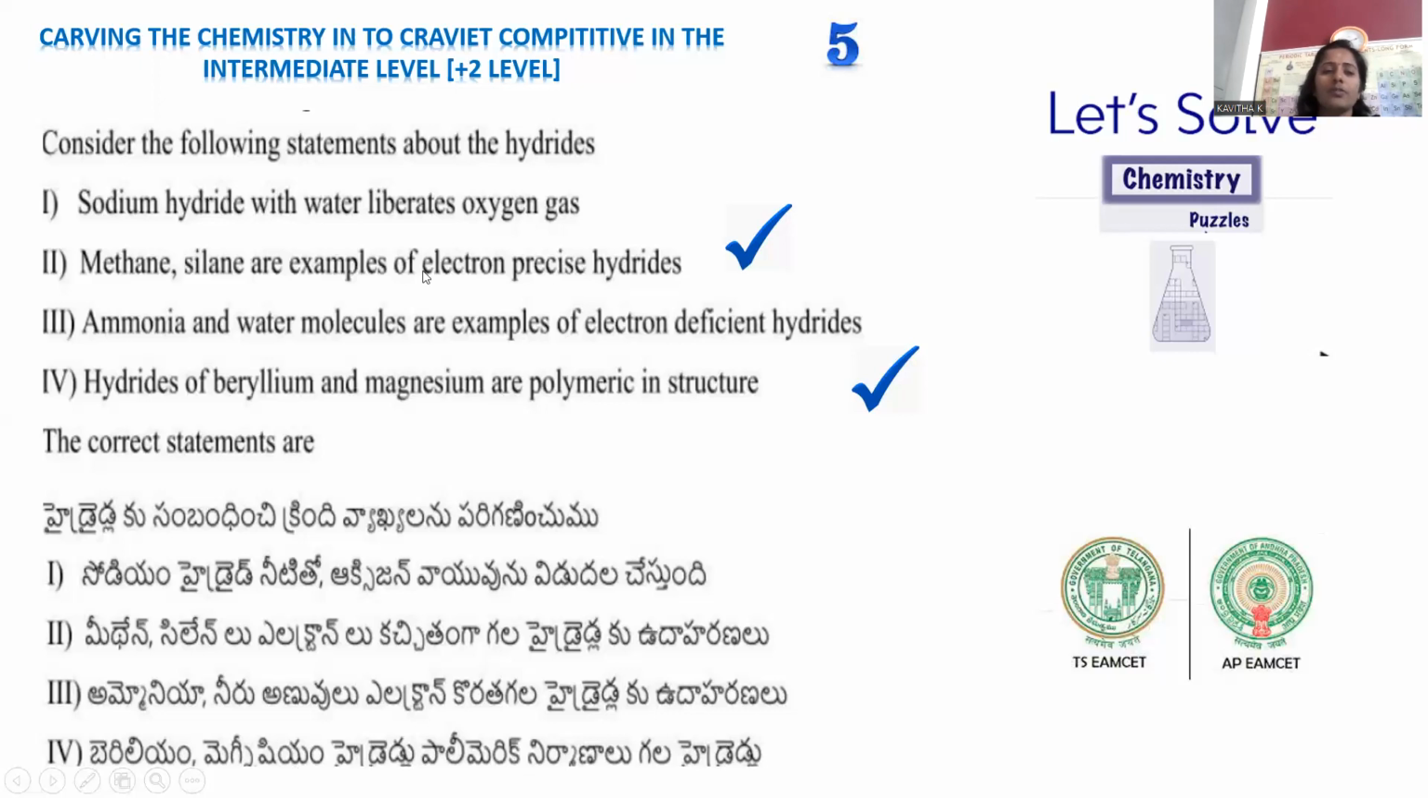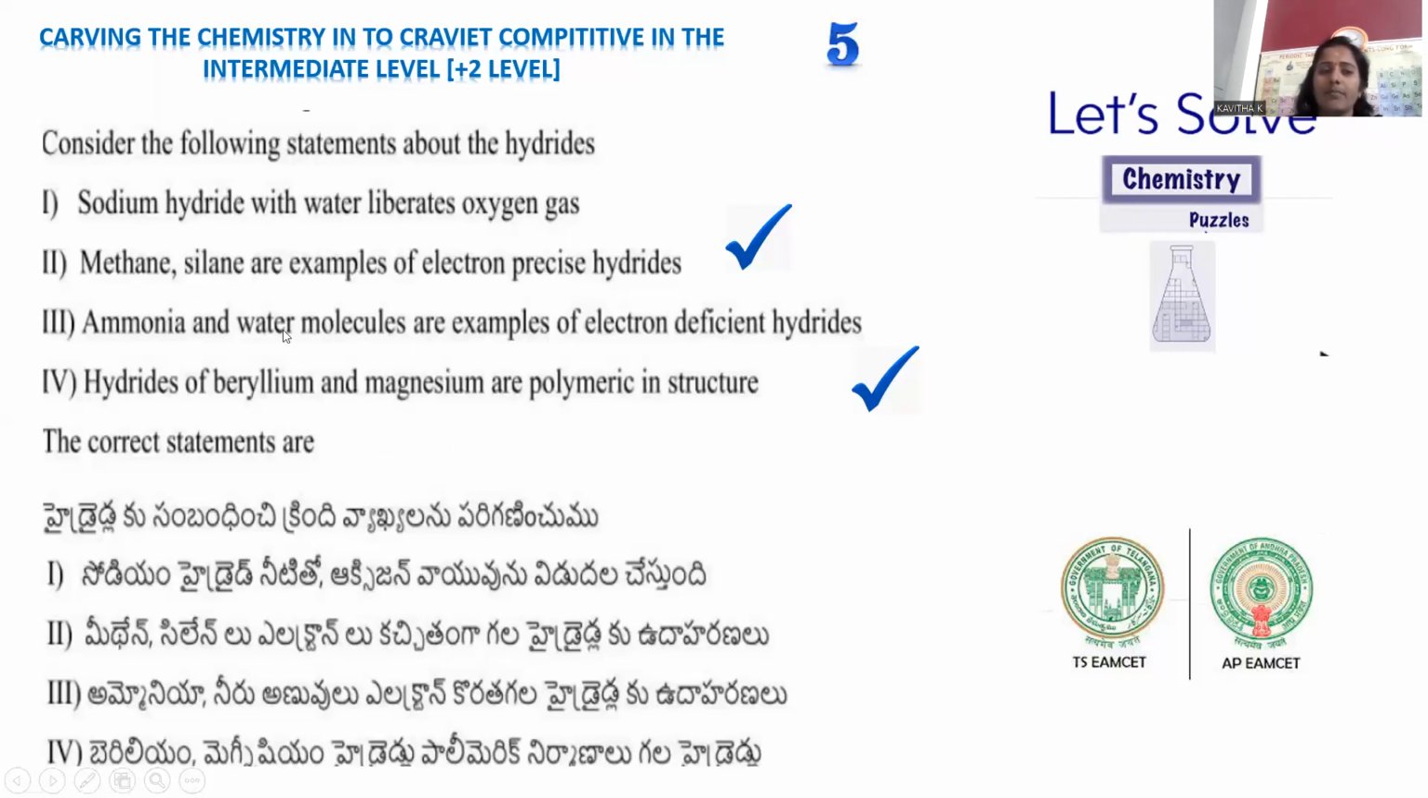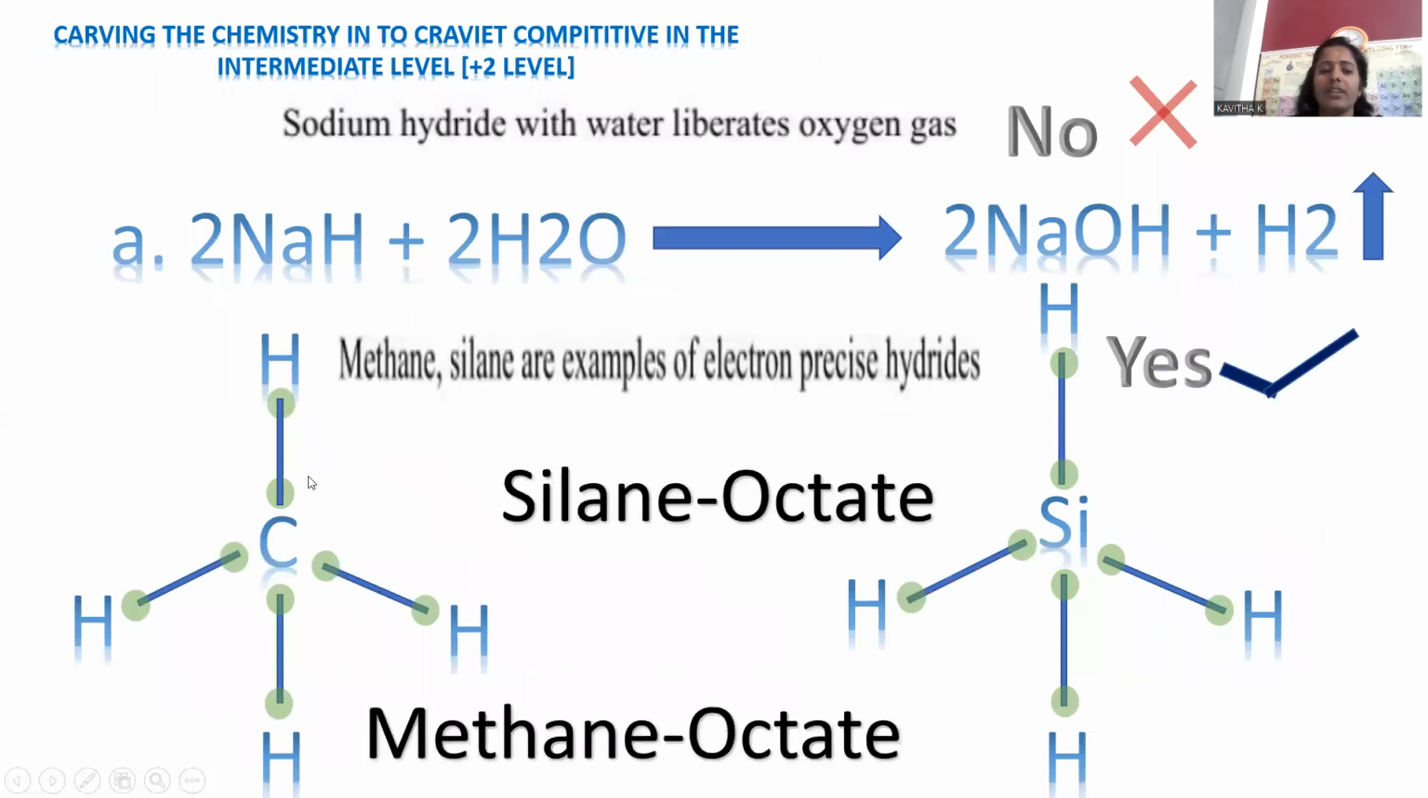Among all, only options number 2 and 4 are correct answers, so we can say 2 and 4 are correct statements for the given central metal hydrides. Let's see how we can explain. Let's go one by one.